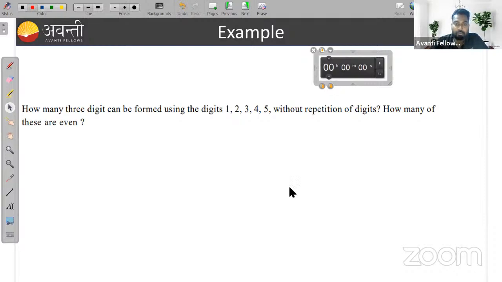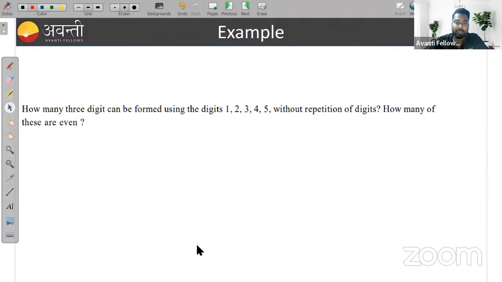Oh, 60 is your answer. Let's see. The first one is 60, 3-digit numbers can be formed. And how many of these are even? The answer is 24 even. Good, very good. So it's time.